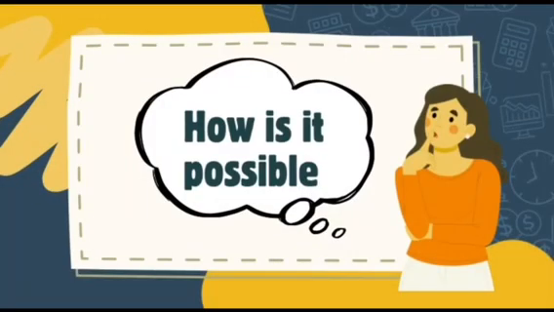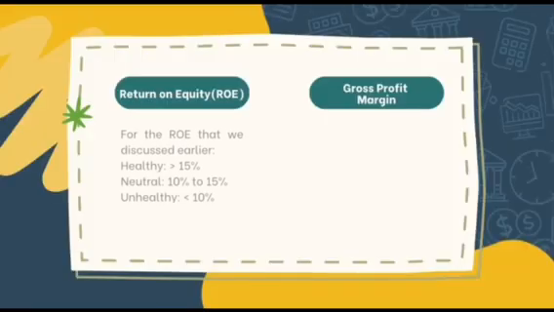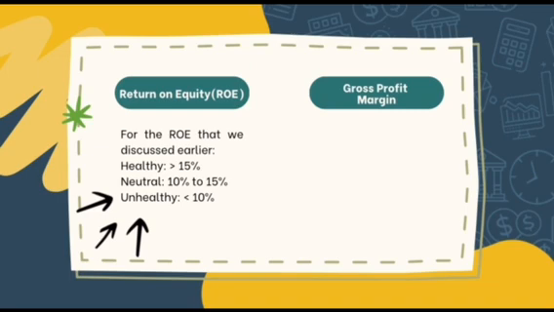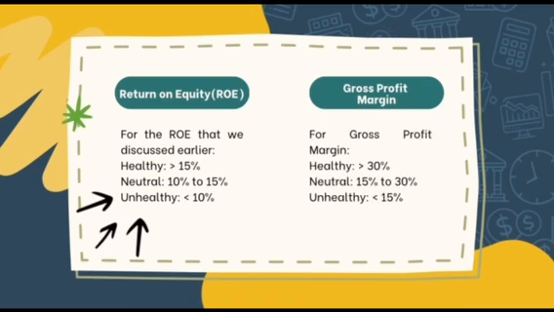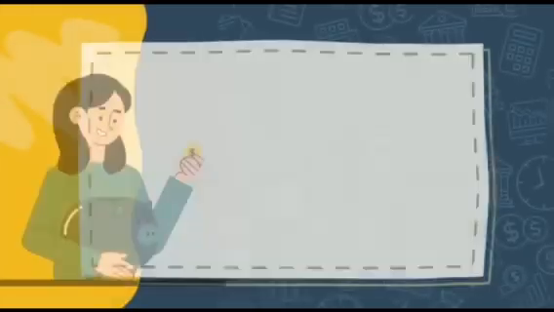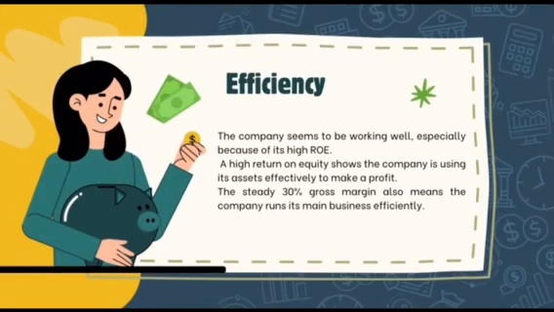Maybe you're wondering, how is it possible? Okay, let me show you. For the return on equity, healthy is above 15%, neutral is 10% to 15%, and unhealthy is below 10%. And for gross profit margin, it is classified as healthy when above 13%, neutral is 15% to 13%, and unhealthy is below 15%.